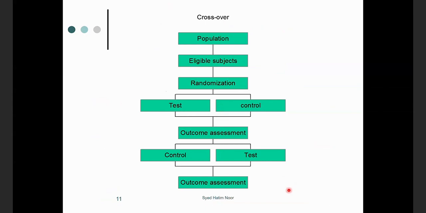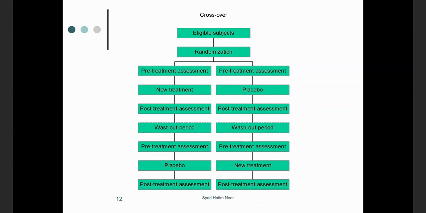Another type of design we call the crossover design. Crossover design means both groups will fall under test and also control. Like this one, from the population, you withdraw a sample, you get the eligible subjects already, you do randomization.